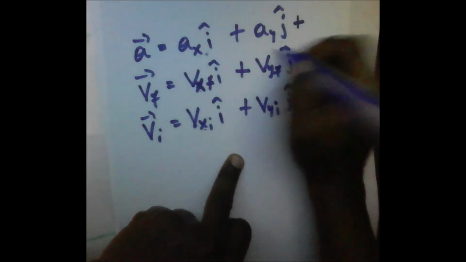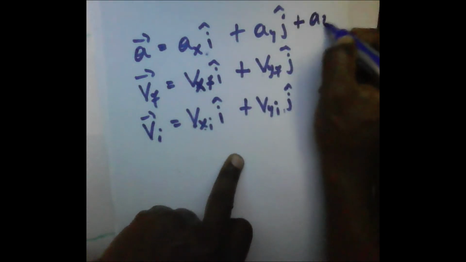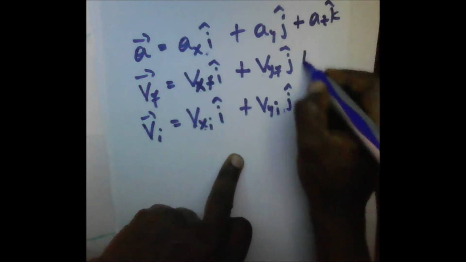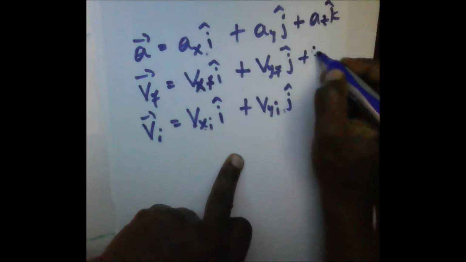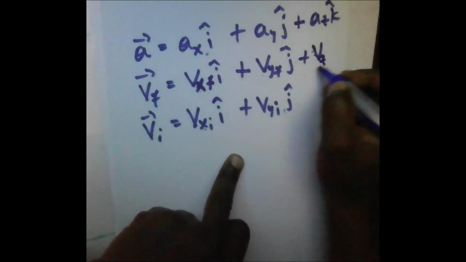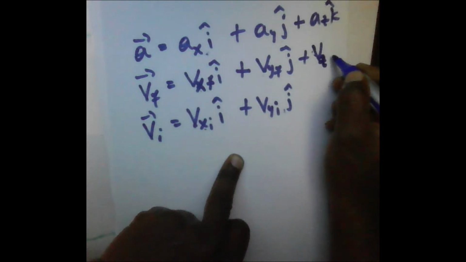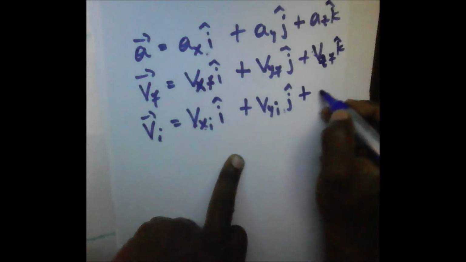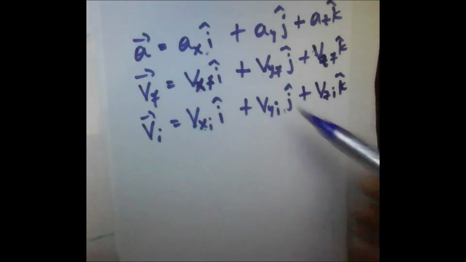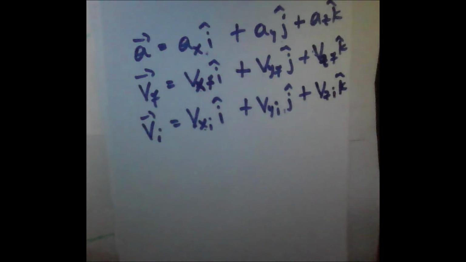That means it's possible to write also plus az in the direction of k. Also for v final we have vz final in the direction of k, and for the initial value we have vz initial in the direction of k. So this is also a possibility to write in such form.